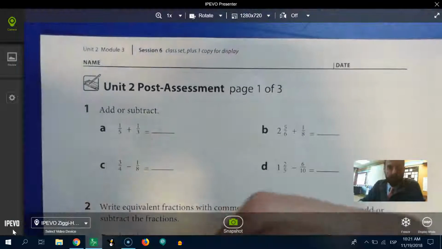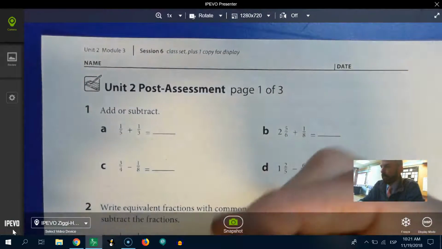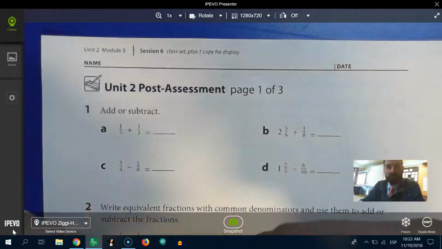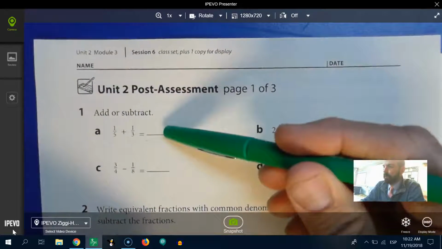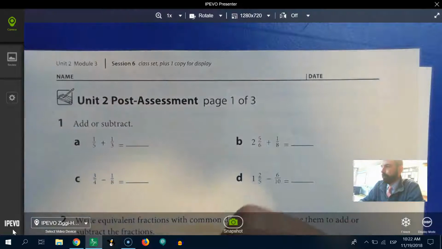Okie dokie. So I'm going to go over the different sections. I think I'll do one playlist for the whole assessment and then a video for each section. So this is section 1.